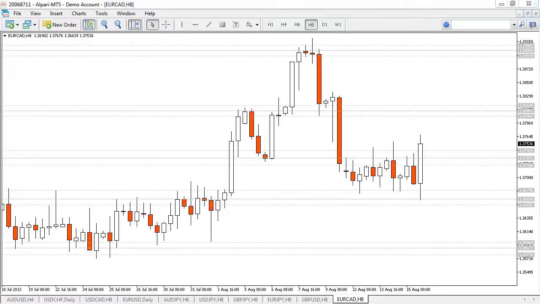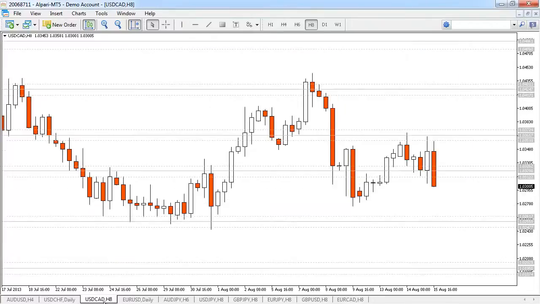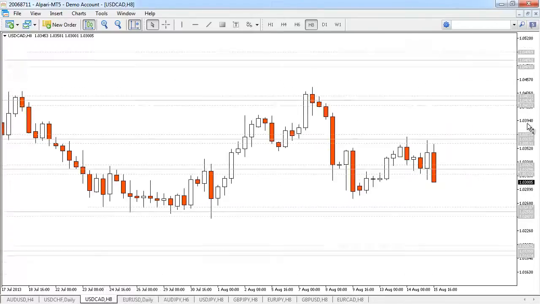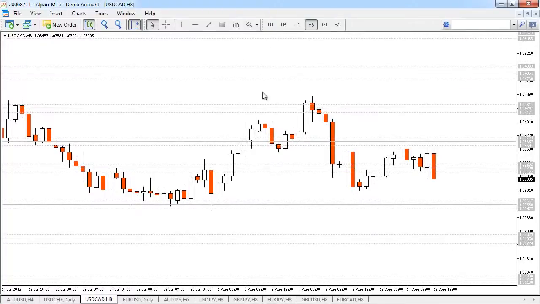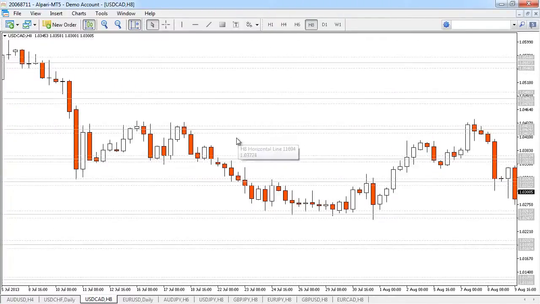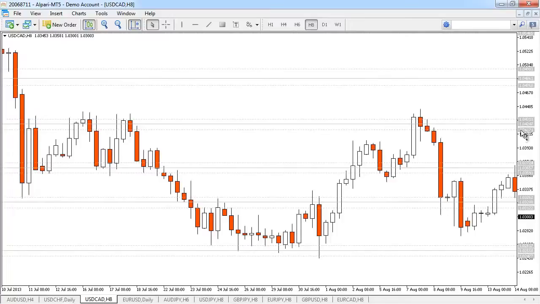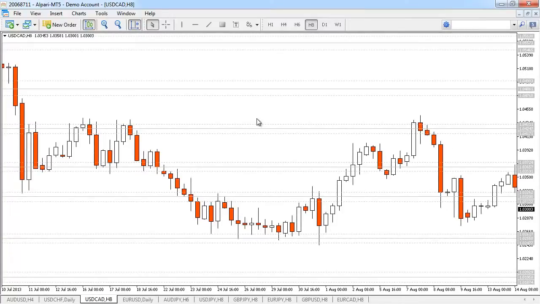Fabrice, the trade taken on USD CAD was against a trend line. Yeah, I don't worry too much about trend lines. It's not a big deal for me. I only really worry about horizontal support resistance.